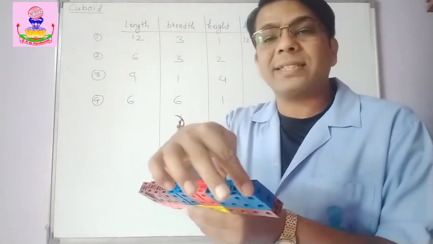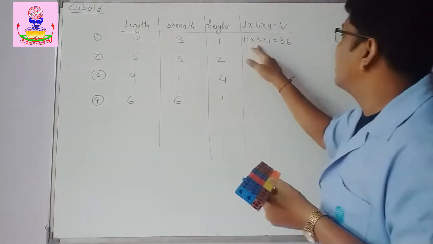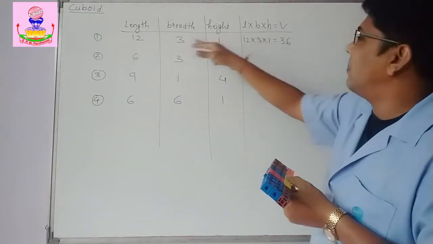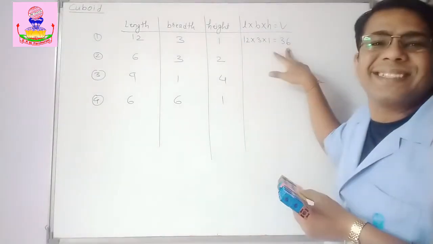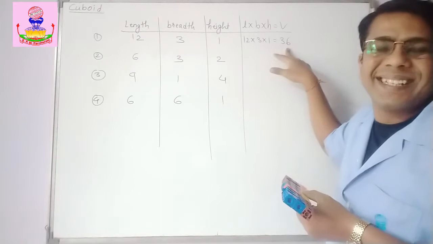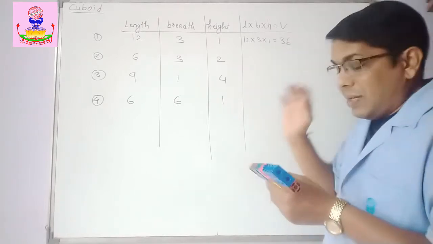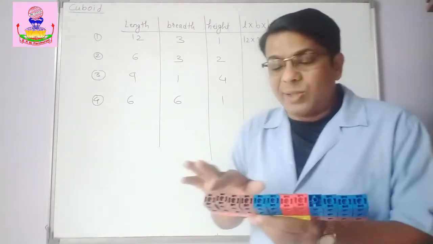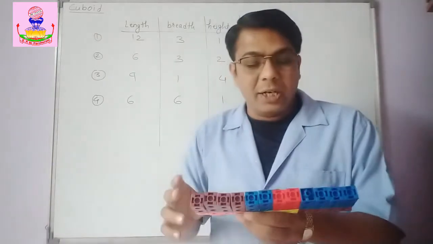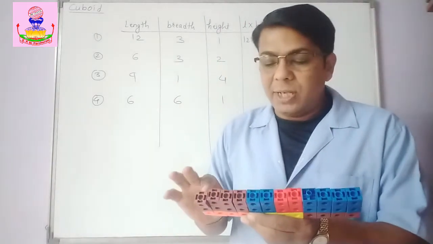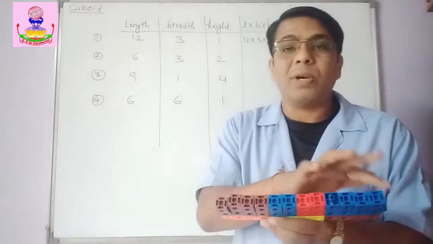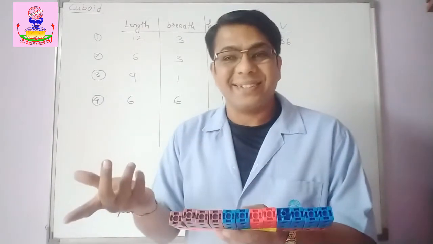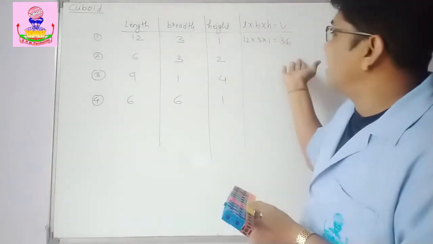Height is 1, you can see here. So 12 into 3 into 1. If I multiply the length, breadth and height, I get volume to be 36 cubical units. I have done it like this also: 3 into 1, 2, 3, 4, 5, 6, 7, 8, 9, 10, 11, 12. 12 into 3, 36. So 12 threes are 36.